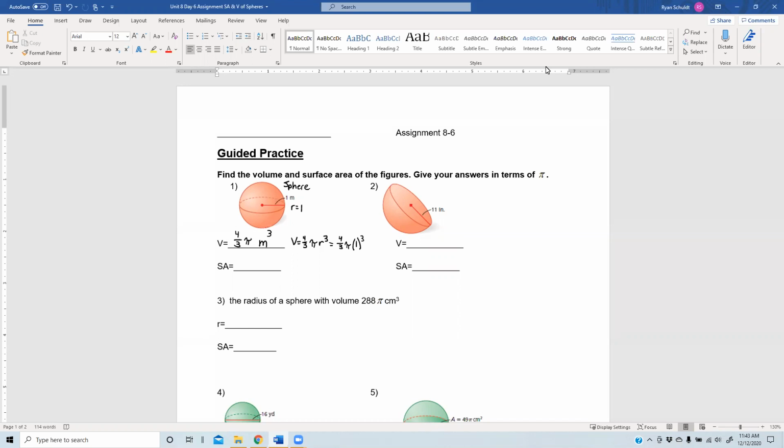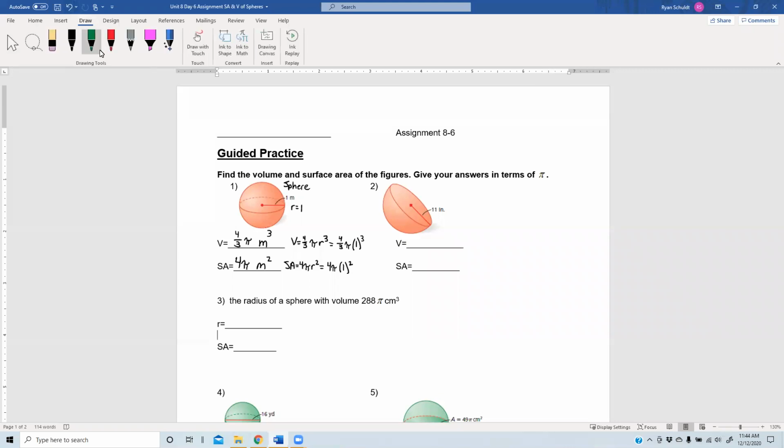Okay, now we need the surface area. So for surface area of a sphere, that's going to be 4 pi r squared. 4 pi times 1 squared. That leaves us with just 4 pi. So we'll say 4 pi meters squared. There's number one. Now for number two.